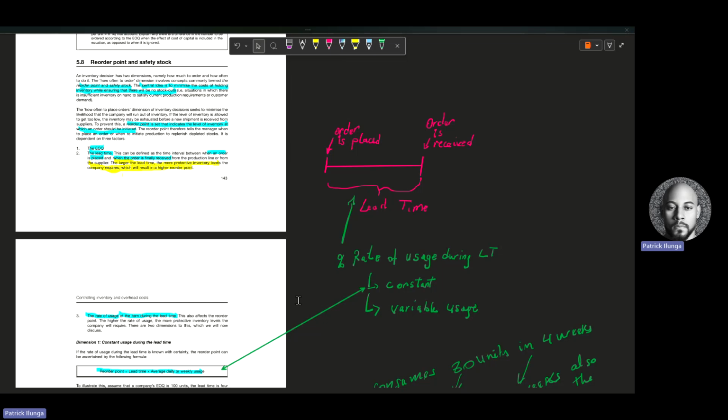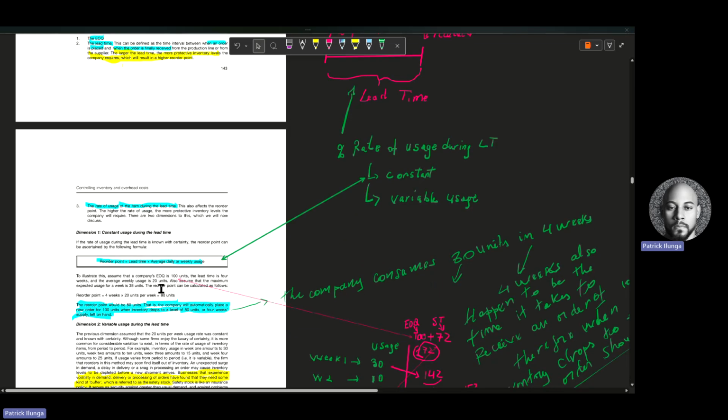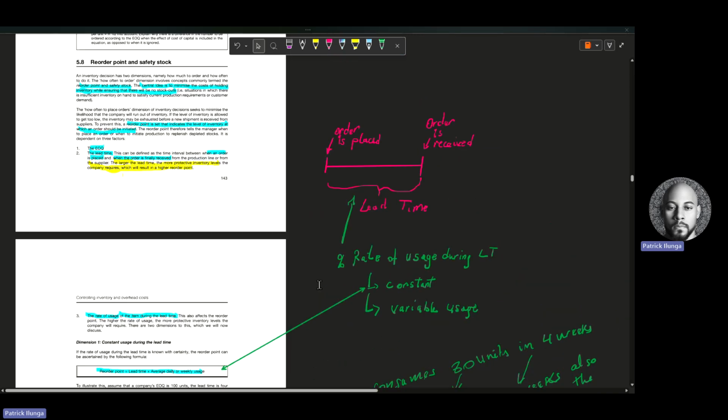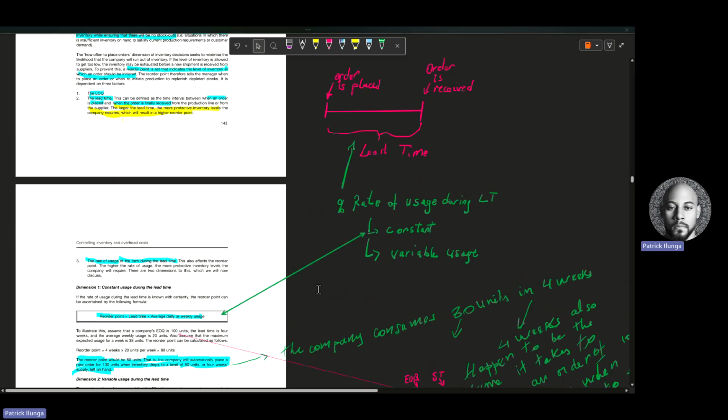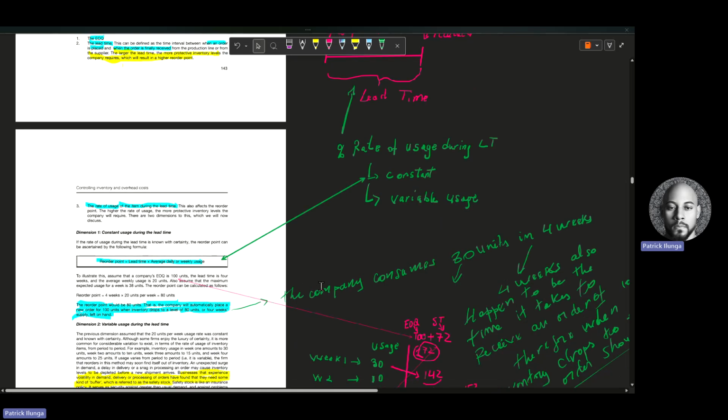Company can legitimately have a particular demand fluctuation. Maybe the demand is not constant. Maybe some months they order more, some months they order less, right? So all these can impact, right? So let's talk about when the usage during the lead time is constant. So when we reorder something, when we place an order, and we have a constant usage, all right?